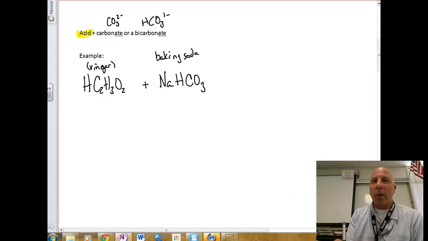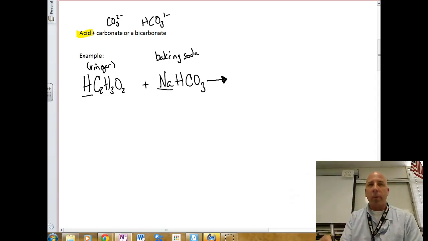And if you've ever done this reaction, like when you were a little kid and you made a volcano, you reacted vinegar and baking soda, and you know it bubbles all over the place. And so let's find out what that is. So what's going to happen is, again, we're going to have a double replacement reaction, hydrogen and sodium switching spots.